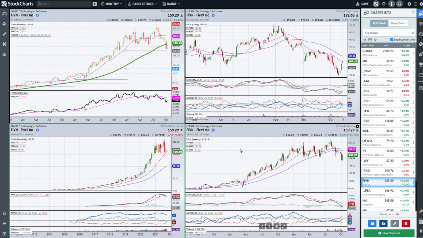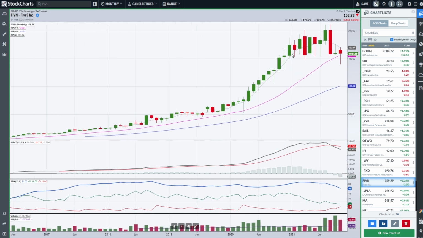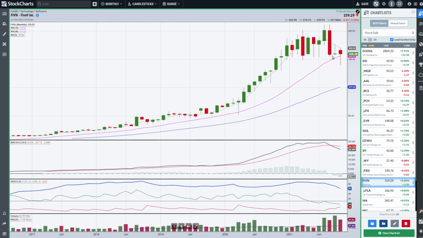So FIVN is pulling back to the 18-month line. It was kind of a harsh pullback. I mean, let's just zero in on this chart. Look at the size of this big red bar. So when I see that, the first thing I'm going to do is kind of mark off the midpoint of that bar, because I know that's pretty important. So we had this big red bar. I'm kind of thinking until we get back above that level, it might be kind of tough.